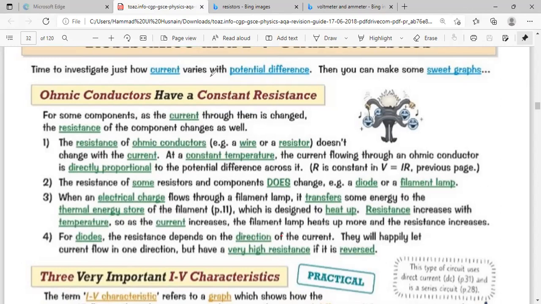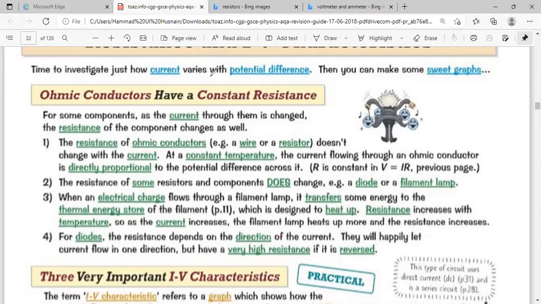No, this is for non-ohmic conductors. Remember that for ohmic conductors, the resistance will always be the same. Resistance will be constant. Resistance will never change. But in case of non-ohmic devices, as we are talking about the filament lamp, the resistance is increasing with the rise in temperature.